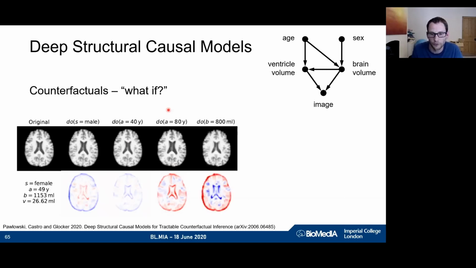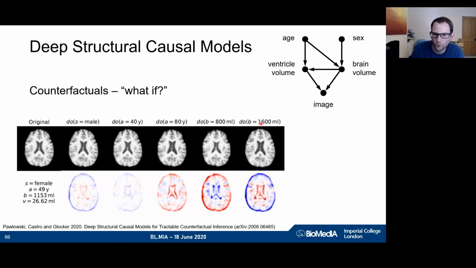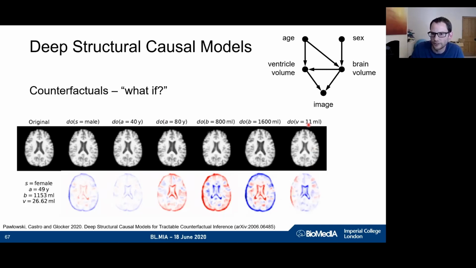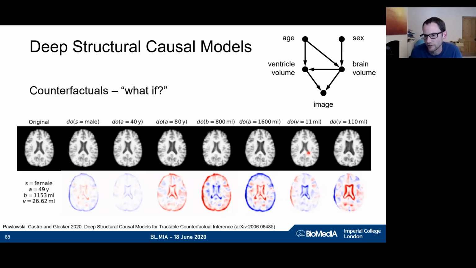If you just change the brain volume, everything else stays constant. You see this nice effect that the brain volume goes down, and the ventricles also go down, because brain volume has an effect on ventricle volume. So everything goes down a little bit. It's nice that you see a difference between doing age and doing brain volume. This was smaller brain volume, this is larger brain volume, so you see the opposite, which is good confirmation. You can also intervene directly on the ventricles, and then you can make smaller or larger ventricles. And you see this is now suddenly much more localized than the previous ones.